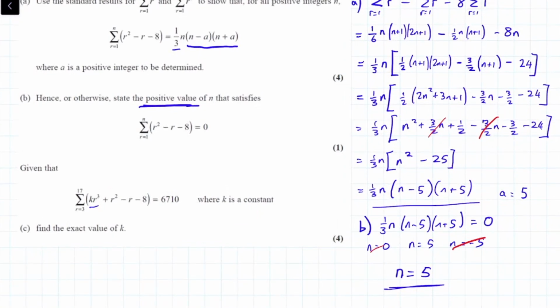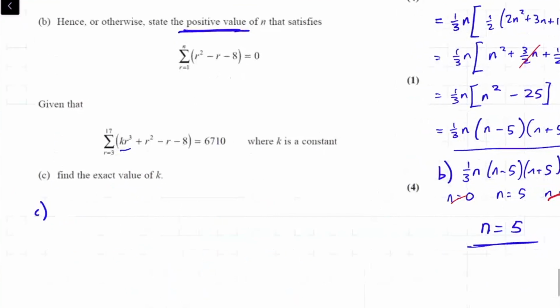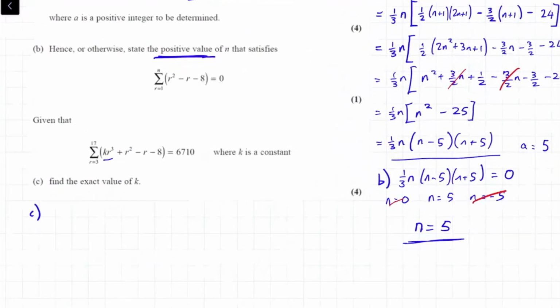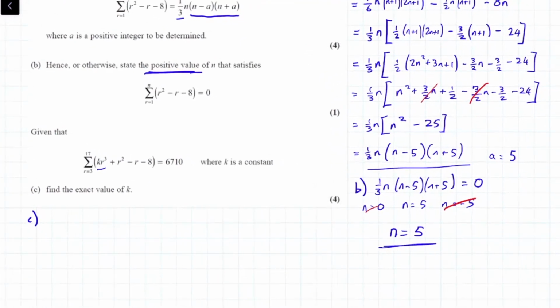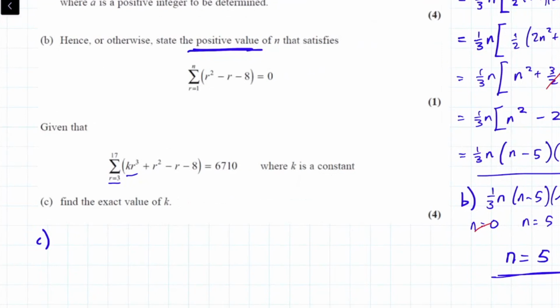In part C, let's see what we get. I'm going to write this down here. Right, we've now got this extra term. We see that compared to what we had before, we now have this kr³ term at the start, plus r squared minus r minus 8. Okay, so we're going to have to deal with the kr³. We're also going to have to deal with the fact that the sum now starts from 3. Let's do the kr³ first of all.